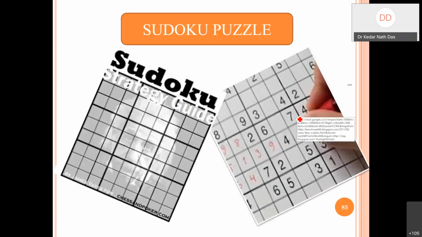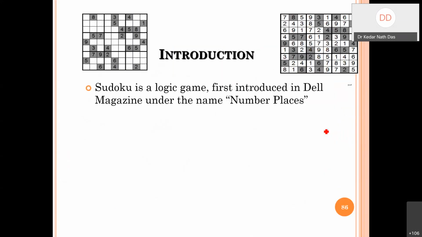It is a 9x9 matrix where there are some givens, like 9 here, 3 here. We cannot change them. These are the givens. But we can try to fill the rest of the parts which are not givens. The rule for solving this Sudoku puzzle is you have to use only the digits from 1 to 9. There should not be any repetition in the rows, in the columns, and also in the subsquares. This is called a subsquare. There are 9 subsquares, and in each subsquare there should not be any repetition.